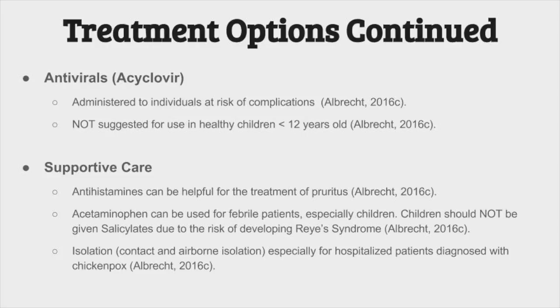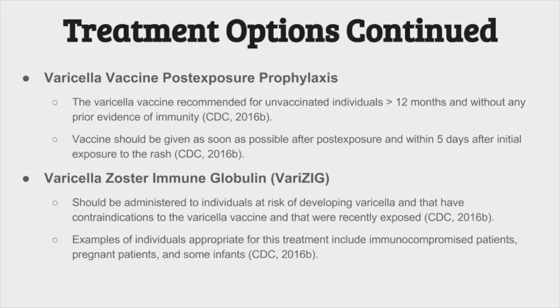The CDC has also recommended that the varicella-zoster immune globulin, also known as Varizig, be administered to individuals at risk of developing varicella and that have contraindications to the varicella vaccine and were recently exposed to the virus. Examples of individuals appropriate for this treatment include immunocompromised patients, pregnant patients, and some infants. The varicella-zoster immune globulin should be given as soon as possible after exposure, and according to the CDC 2016, the varicella-zoster immune globulin has been proven to be effective as late as 10 days after exposure. Slide 22, Treatment Options Continued.